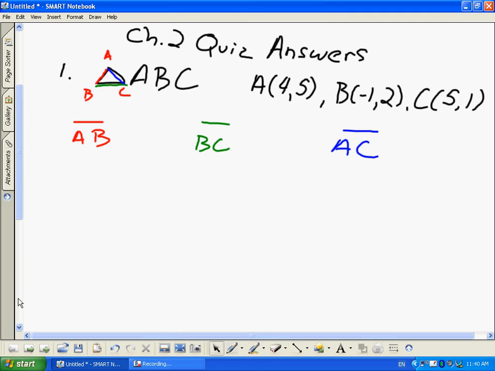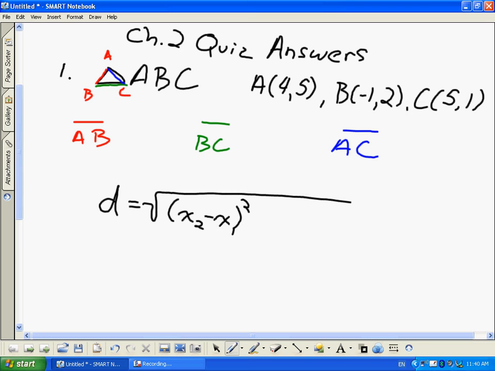For all three of those, we're going to be using the exact same formula. We're using the distance formula. So I'm just going to write it large underneath all of them so I don't have to write it three times. D is equal to the root of (x2 minus x1) squared plus (y2 minus y1) squared. Okay? So this is the formula we're going to use for line AB, for line BC, and line AC. I wrote it large just so I didn't have to repeat it.